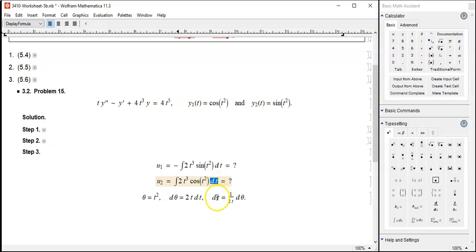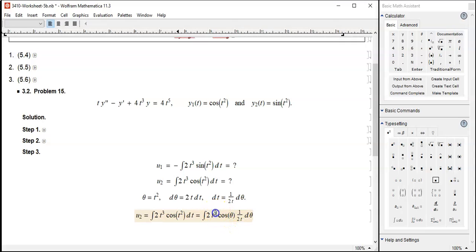As a matter of fact, you can do the same substitution here as well. So u2 is this integral, and then instead of dt, I'm substituting this one in. Let me take an extra step. And then 1 over 2t d theta goes here. And then what is t squared? That's theta.